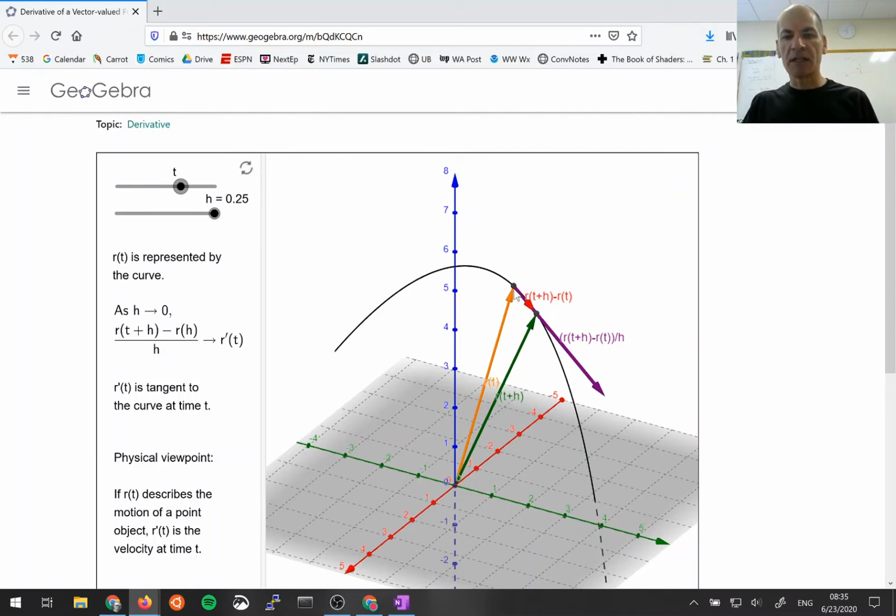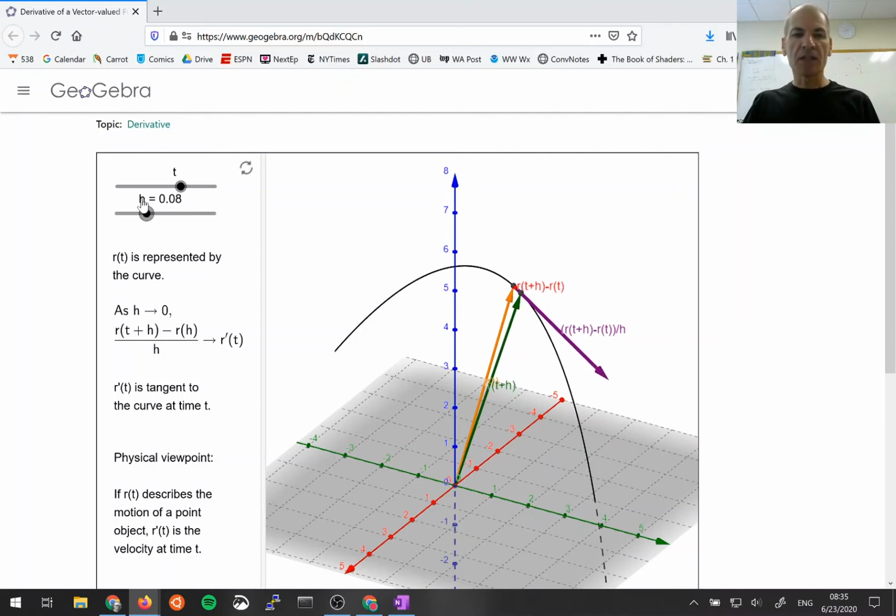If you look at the red vector, that's the numerator of the difference quotient, r of t plus h minus r of t. And it always goes from the tip of r of t to the tip of r of t plus h. That's just basic vector geometry. The purple vector is a little bit longer than the red vector in this case, and that's because it's divided by the scalar h, which is usually a small number, less than 1.